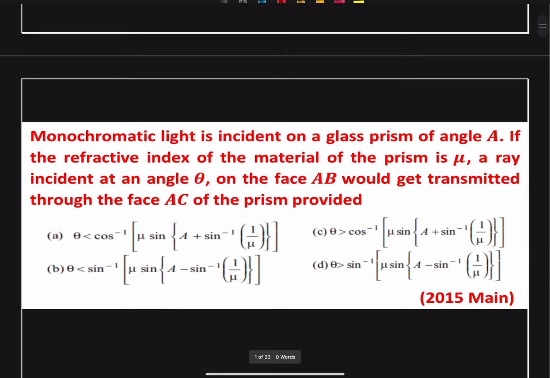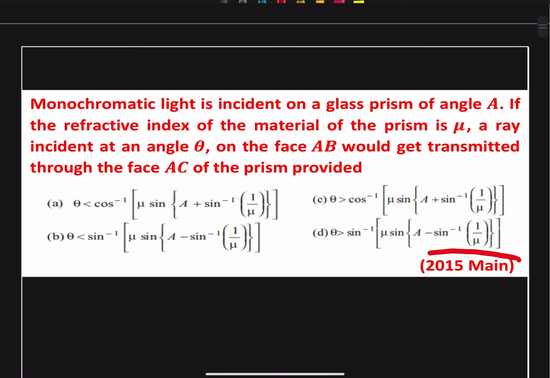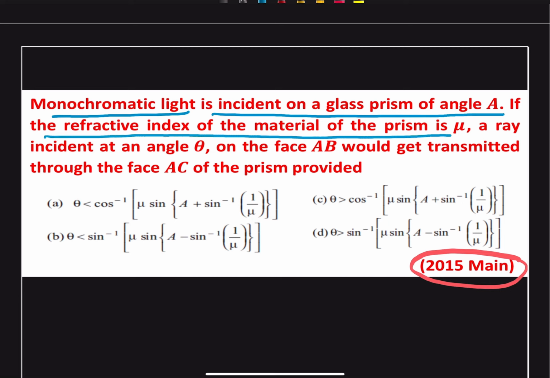So the first question was asked in the 2015 mains and it states that monochromatic light is incident on the glass prism of angle A. If the refractive index of the material of the prism is mu, a ray incident at an angle theta on the face AB would get transmitted through the face AC of the prism provided. So we have to find out which of these options is the correct one.